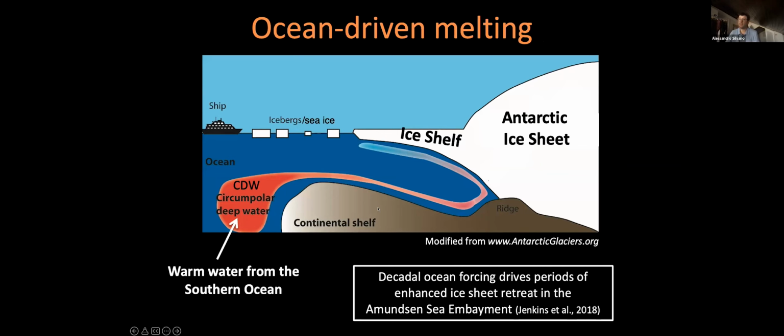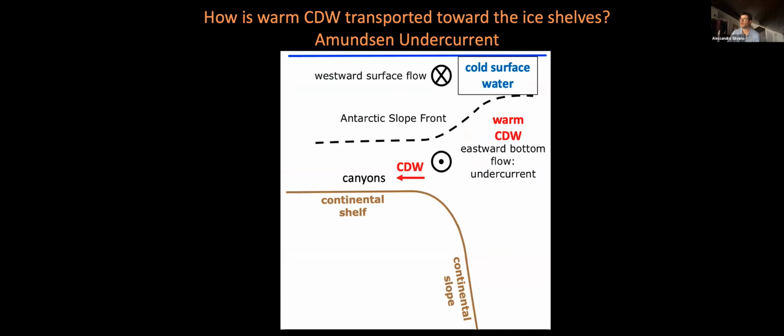Decadal variability in particular is very important because observations suggest that periods of enhanced retreat of the ice sheet here in the Amundsen Sea embayment are driven by decadal ocean forcing. And so we are really interested in understanding what drives the changes in the decadal variability of melting and forcing, and how this warm water is able to reach the ice shelves.